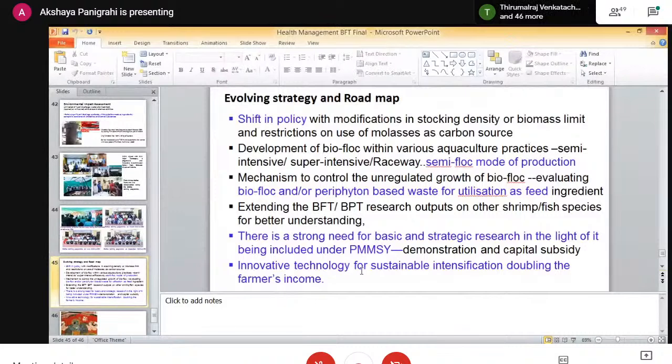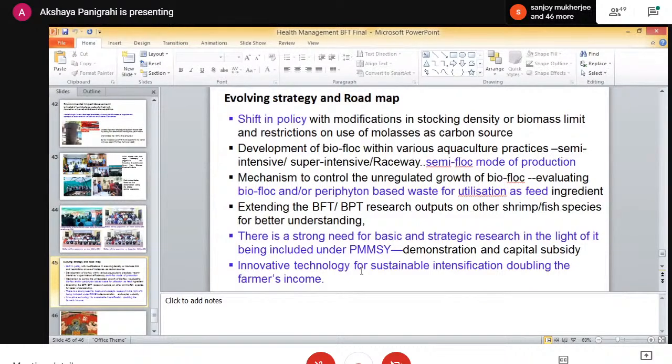A lot of attention should be given species-wise, to the kind of SOP required. Even for shrimp, we have not defined the stocking density that should be allowed for the biofloc system. That is a requirement for sector policy. Instead of going for super intensive culture, you can go for moderate culture with a semi-floc mode of production, and also evaluate biofloc and periphyton based systems.